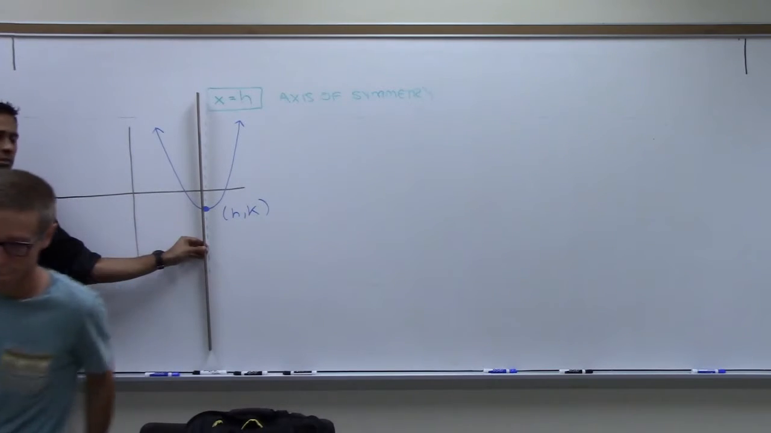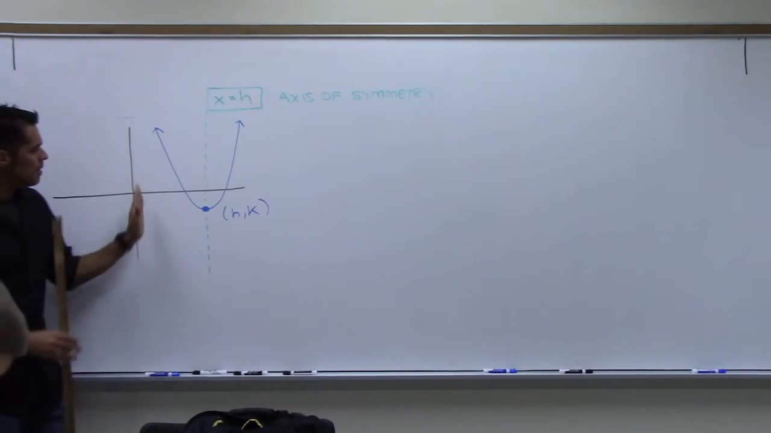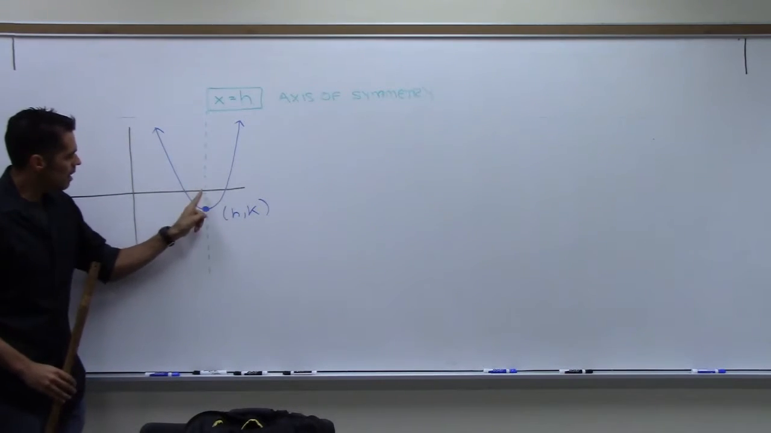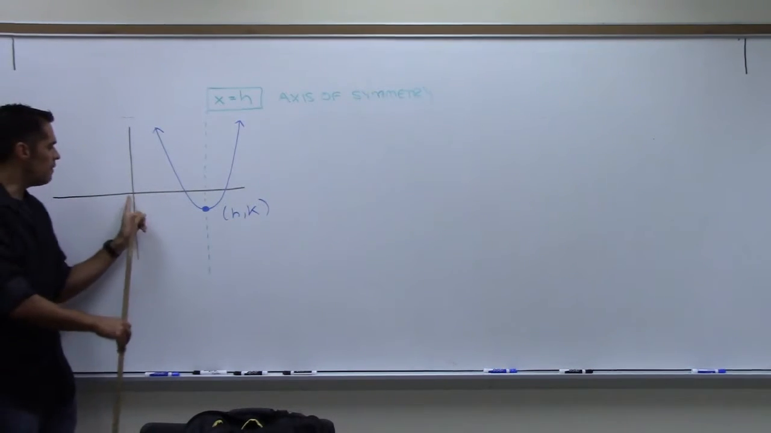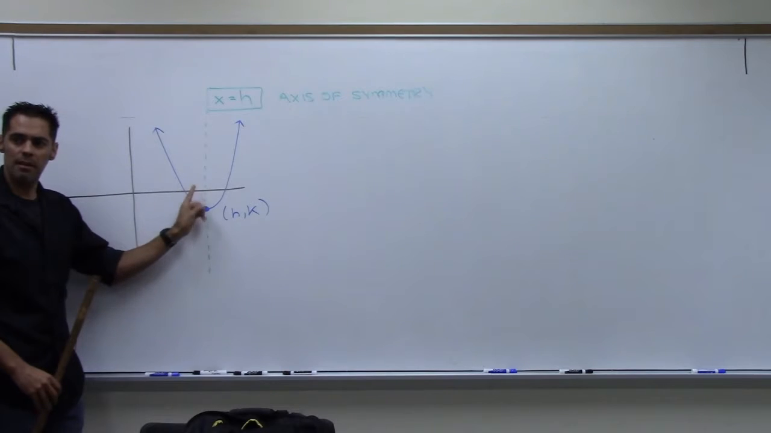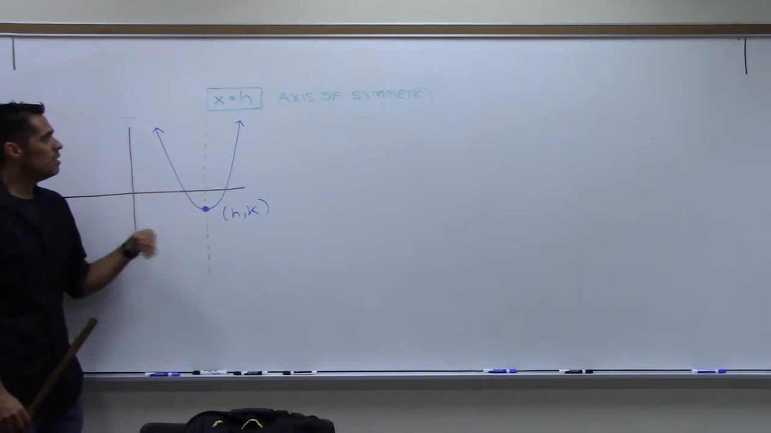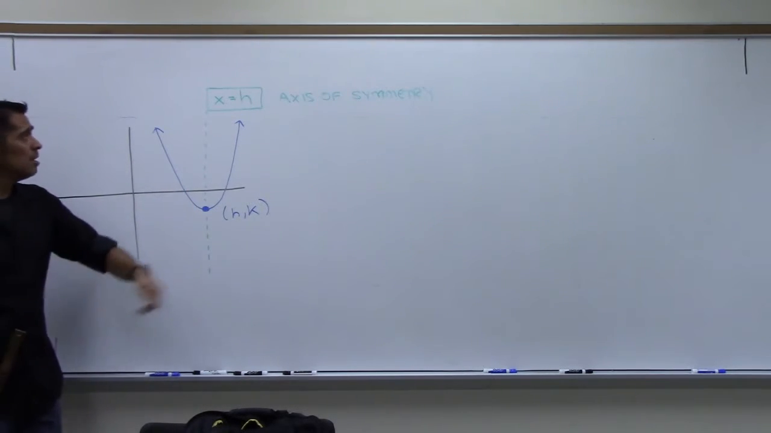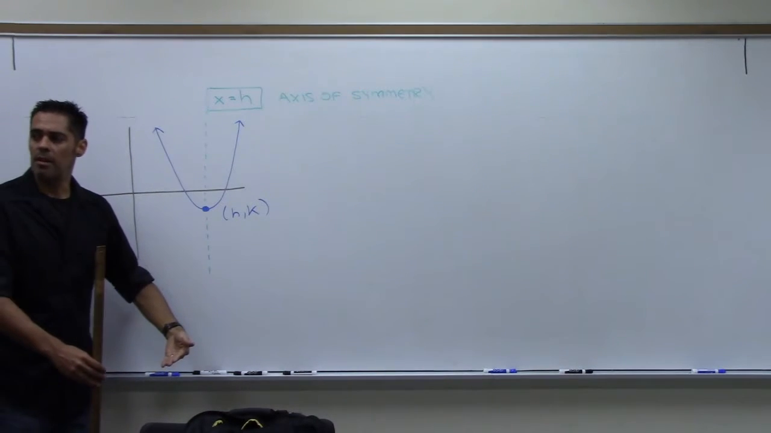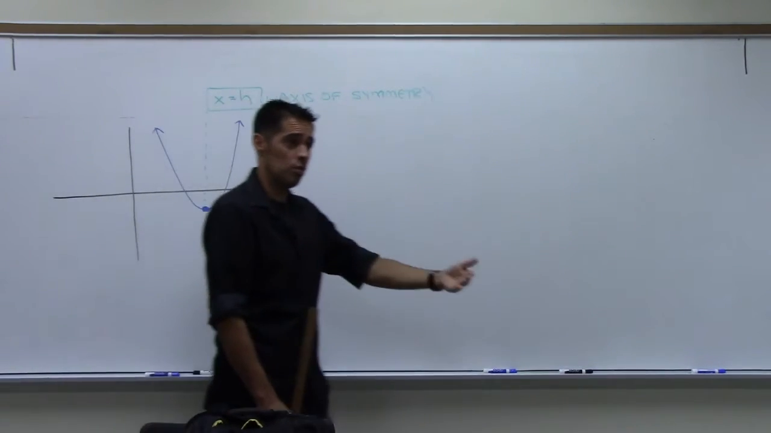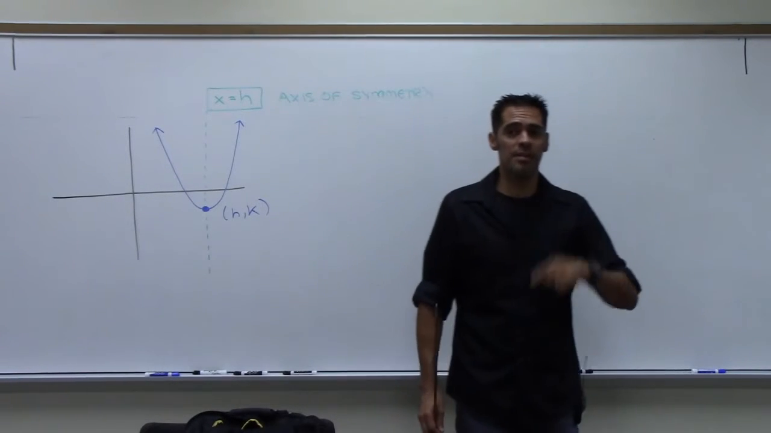That was the equation. So the x value of this dotted line is h. That's how far you'd go out to get to that dotted line, left and right, would be the h. So when you go to answer that question, all you're going to do is put x equals and then whatever the h is. So like if your h was 2, your axis of symmetry is x equals 2.